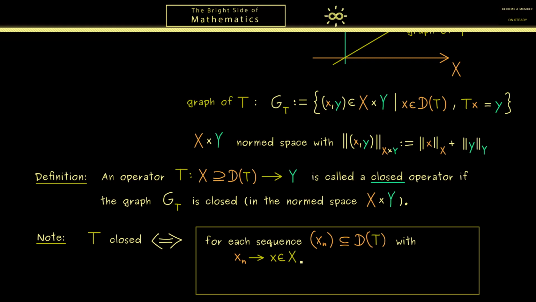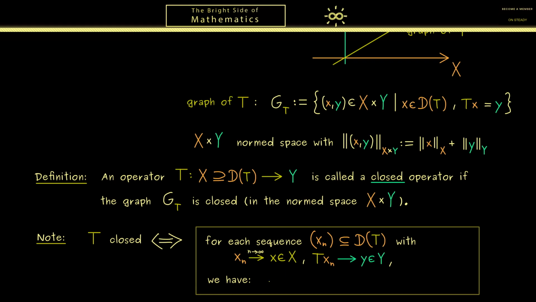So we don't have to assume that the limit lies in the domain. And second, we assume that the sequence of the images is also convergent. So Txn converges inside the space Y to a limit y. And now the claim is that for each sequence with these two properties, we can conclude two other properties.